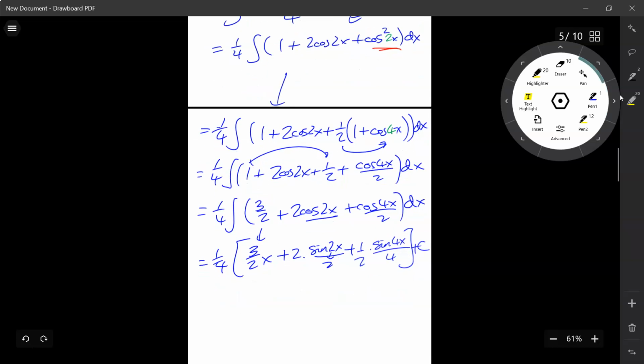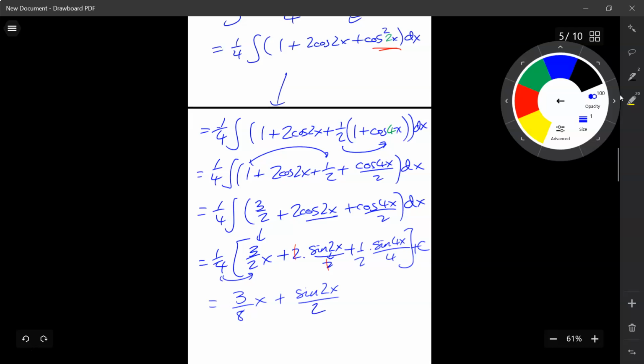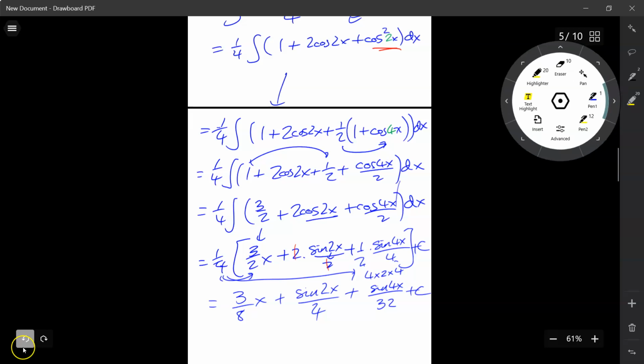So if we then bring this down here, divide across by the quarter, so 4 times 2 is 8, so it's 3/8 x. That 2 cancels with that 2, so it's plus sine of 2x, but I'm dividing across by the 4. And here I have 4 times 2 times 4, so the 32 here is coming from 4 by 2 by 4. We have sine 4x on top. So it's much the same as the other one, it's just pluses instead of minuses.